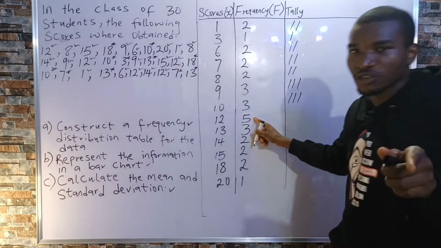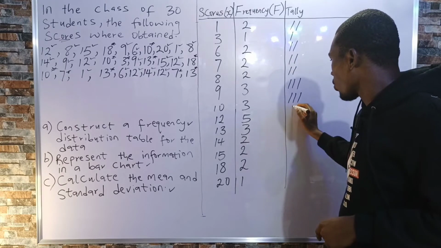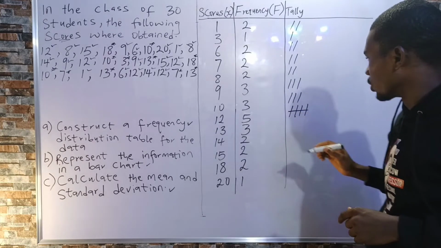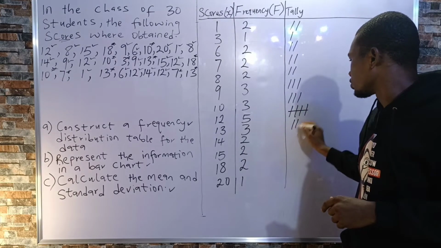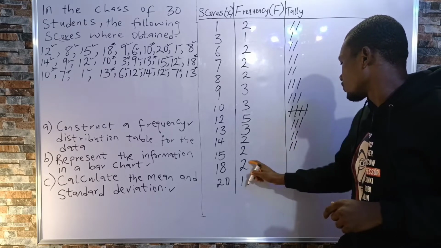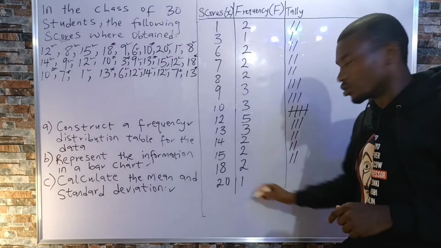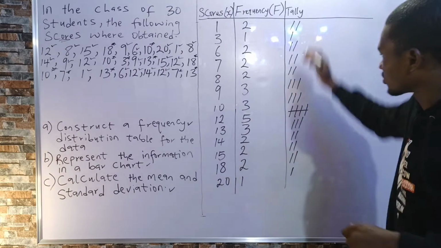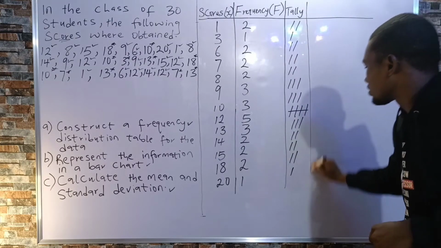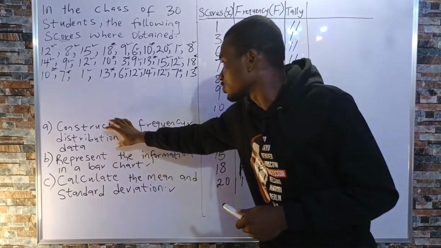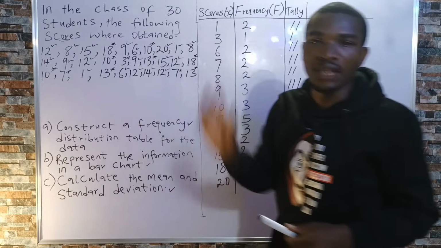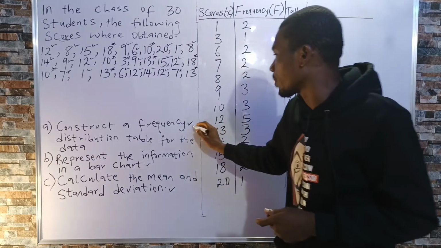This one is 5. This is the way we draw for 5. We first draw 1, 2, 3, 4. Then we cross it with the 5th one. Then for 3, we have 1, 2, 3. For 2, we have 1, 2. For 2, we have 1, 2. For 2, we have 1, 2. And for 1, we just have 1. So this is the way to put your tally. Alright, so having put your tally, I guess this is the completion of construction of your frequency distribution table for this given set of data. So I guess we are through with number 1.